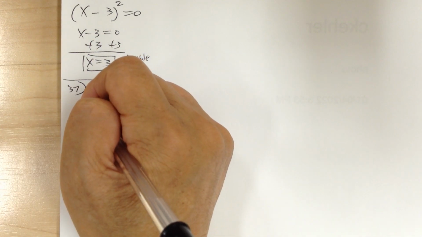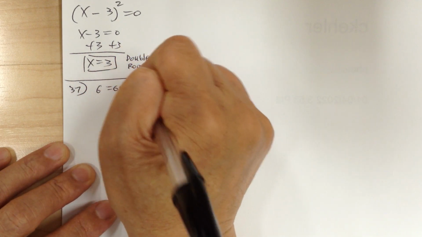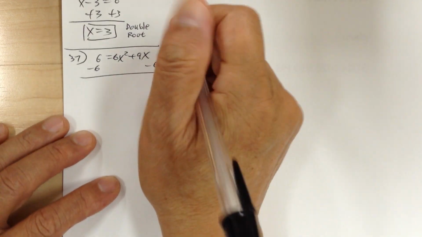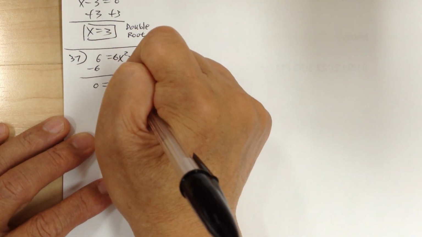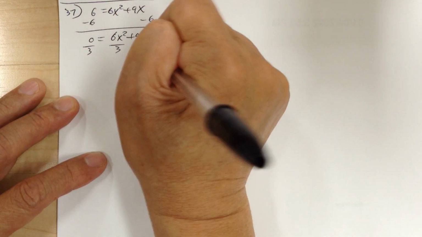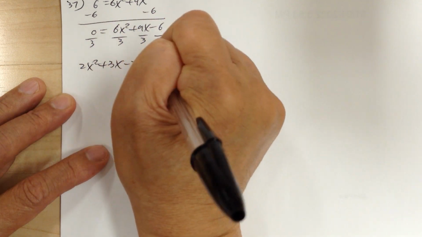37. 6 equal to 6x squared plus 9x. I'm going to try different ways. Again, it doesn't matter which side you move to, so you can minus 6 on both sides. It's easier to move one term than two terms, because you get 0 equal to 6x squared plus 9x minus 6. So you need to be flexible. It doesn't matter if x is on this side or on the other side. Next I'm going to divide it by 3 to lower my number, so you're going to get 2x squared plus 3x minus 2 equal to 0.